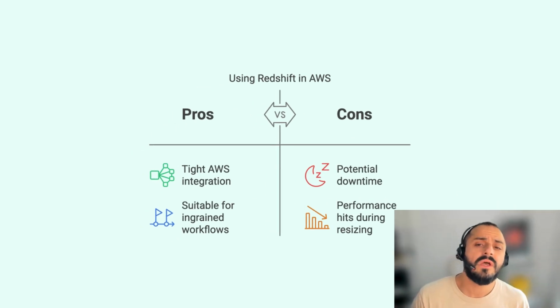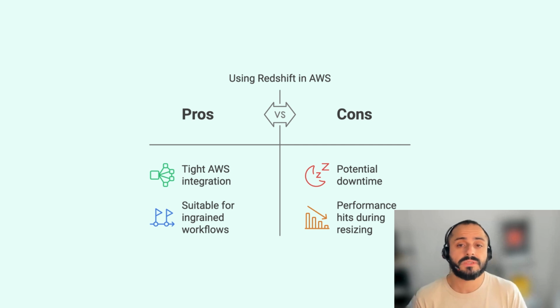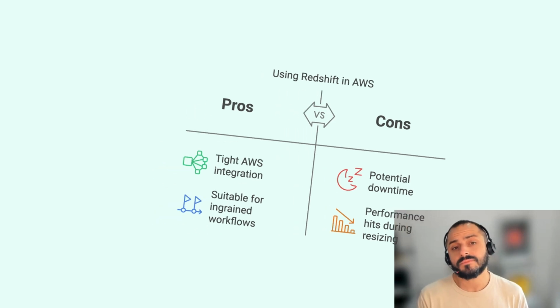A quick note, Redshift's approach to scaling might involve some downtime or performance hits if you're resizing nodes, so it's not entirely seamless. However, it remains a stalwart solution for organizations that value tight AWS integration, especially if their data workflows are deeply ingrained in the Amazon ecosystem.